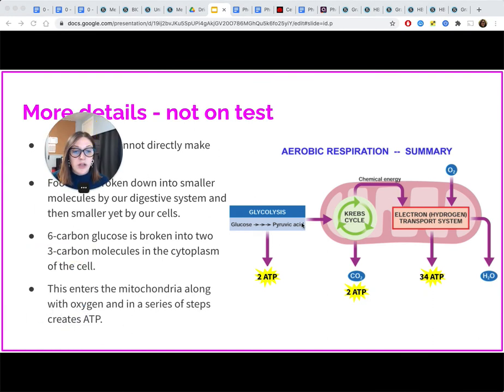These 2 smaller molecules then enter the mitochondria. So here's the mitochondria. The 2 smaller molecules enter the mitochondria and enter this process called the Krebs cycle, and then eventually what we call the electron transport system, or the citric acid cycle. Throughout this whole process, a range of 30 to 38 ATP are created, and here you can see that it's releasing the carbon dioxide and the water.